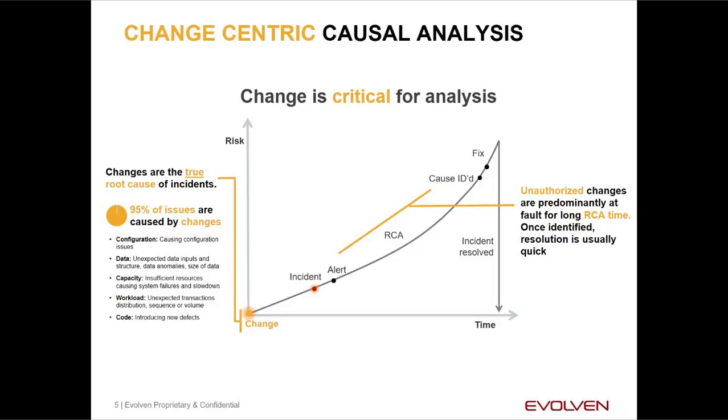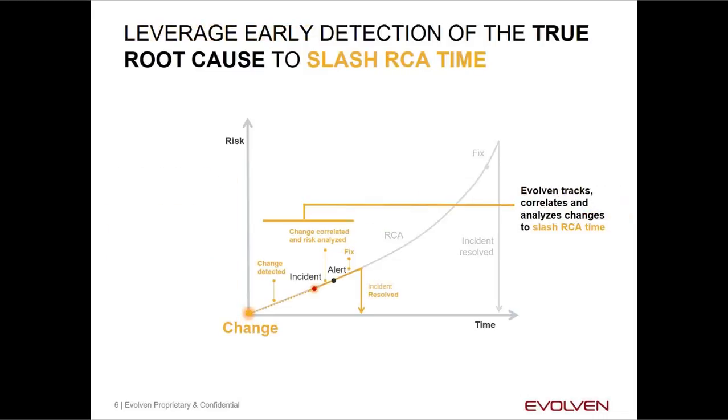What we do know is once we identify it, it's pretty easy for us to fix it. The problem right now is what changed and how do we actually get to the causal ID so we can fix this problem. Evolven tracks and correlates these changes, and that allows you to slash that RCA time down. If we can find out what changed very quickly, we can get to the root cause and fix it.